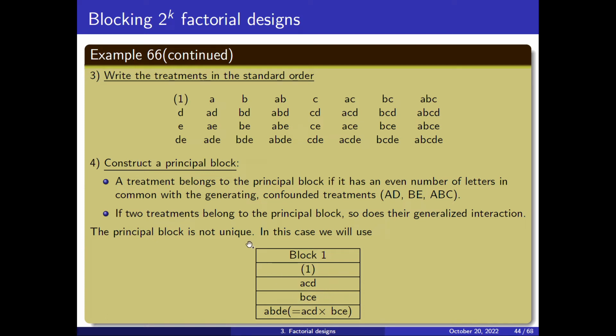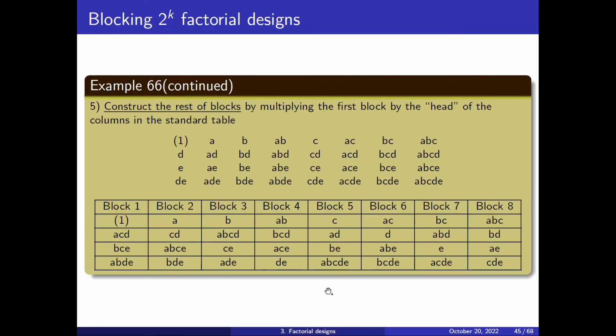There is another rule, that is, if 2 treatments belong to the principal block, the generalized interaction also does. So we have this ACD times BCE, we multiply, and we have ABDE. Just a reminder, what does it mean? This will have low in all factors, this will be high in factors A, C, and D, this will be high in B, C, and E, and so on. Okay, so now we have constructed the principal block.